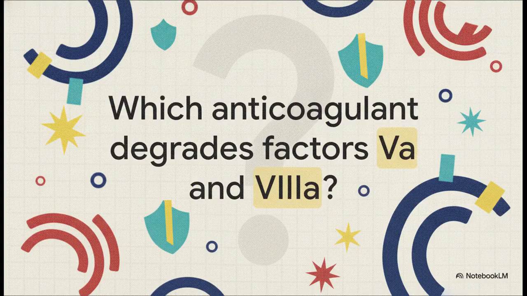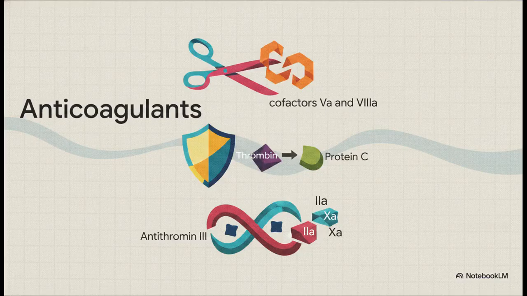Now, to prevent that massive thrombin burst from just spiraling out of control, our bodies need physiological brakes. Which anticoagulant acts by directly degrading activated cofactors Va and VIIIa? A, antithrombin III, B, tissue factor pathway inhibitor, C, activated protein C with protein S, or D, alpha-2 macroglobulin? And the correct answer is C.